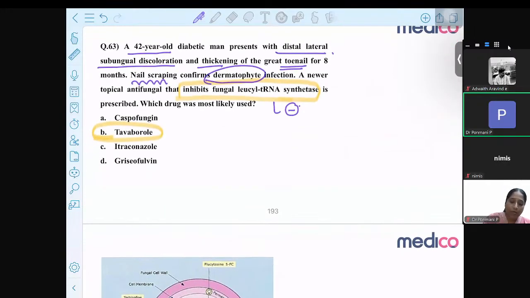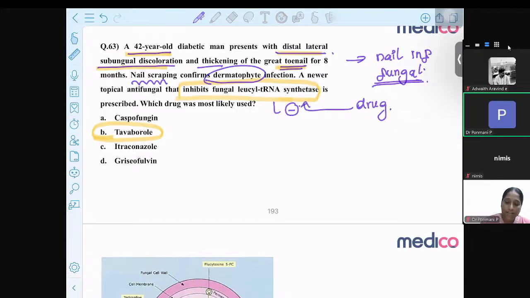A 42-year-old diabetic presents with distal lateral subungual discoloration and thickening of the great toenail. That means there is going to be some nail infection, which is most probably fungal, and the nail scraping confirmed it is a fungal infection. And now they have given a drug, and this drug inhibits fungal leucine tRNA synthase.